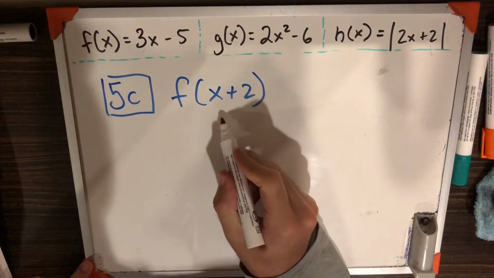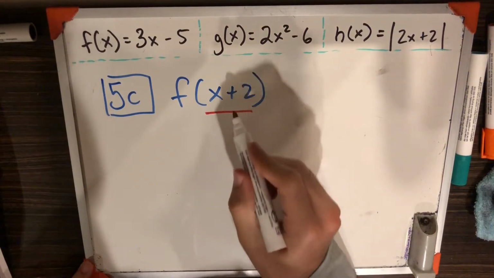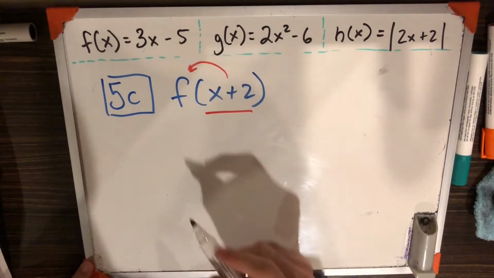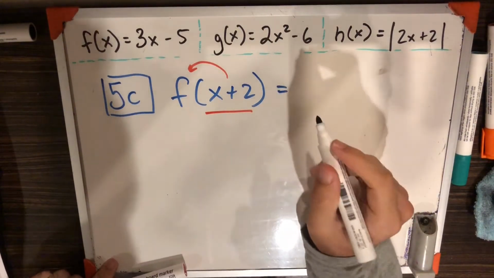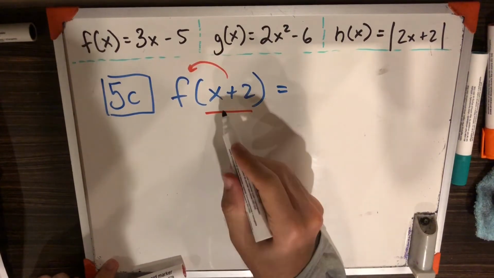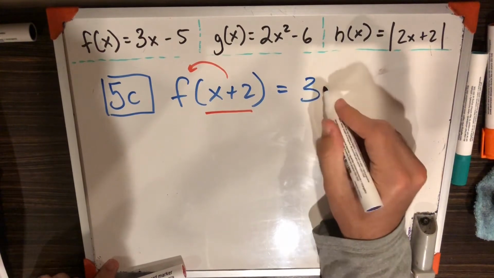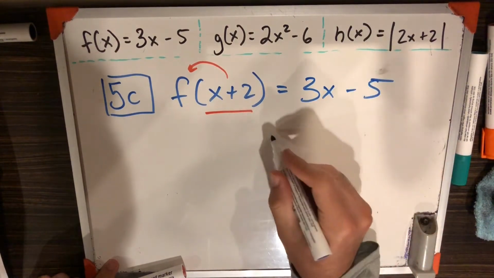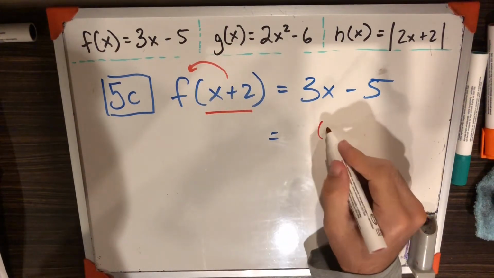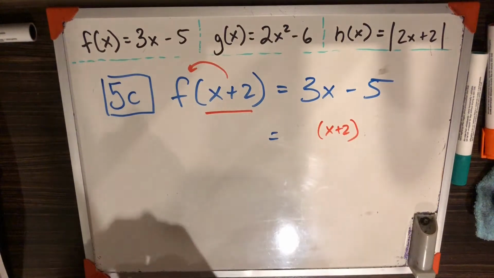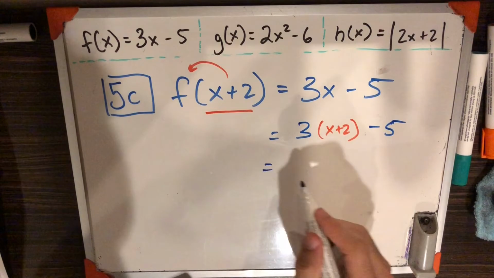All right, 5c, again, same idea. f of x plus 2. My input is x plus 2. I'm putting that in for the function f. Again, what I suggest is to always write your function first and then replace your x with your input. The function f is 3x minus 5. I'm inputting x plus 2 in for that x. Everything else stays the same. All you have to do is simplify.